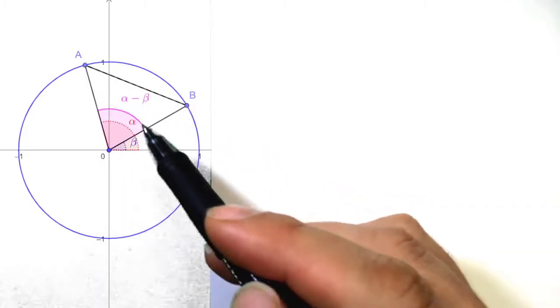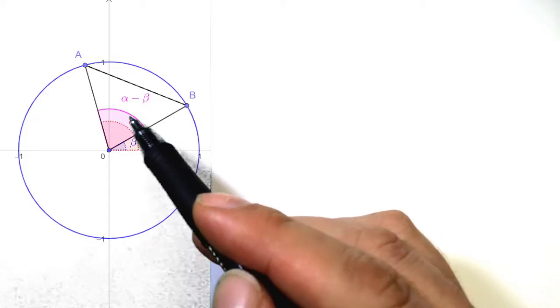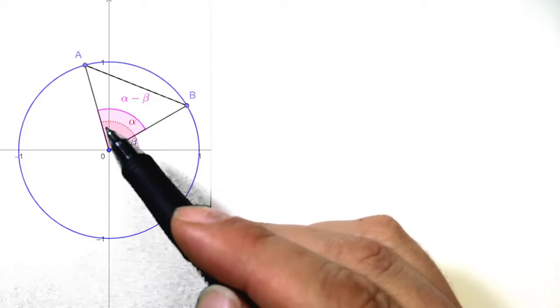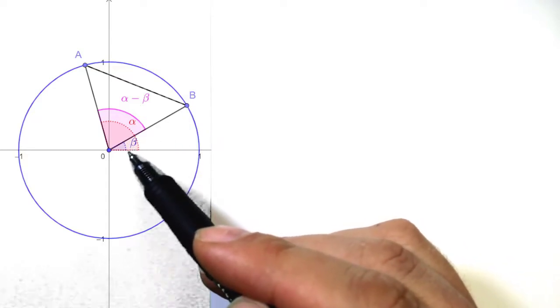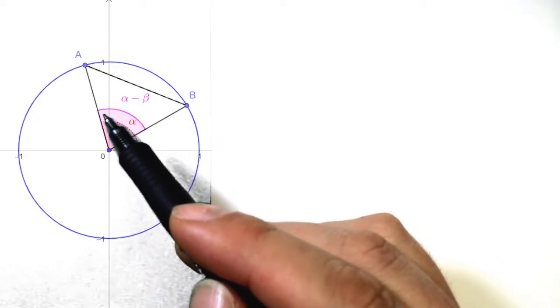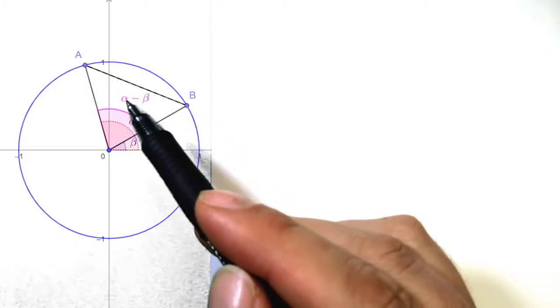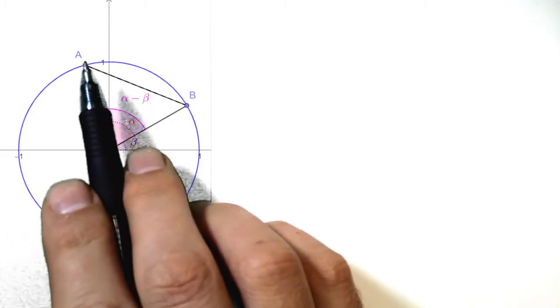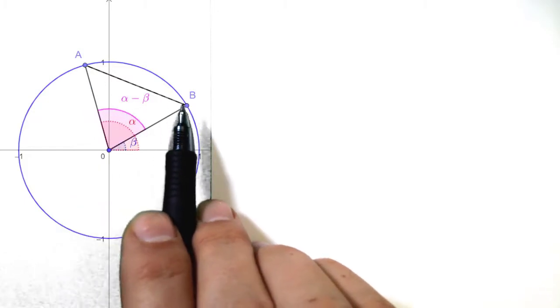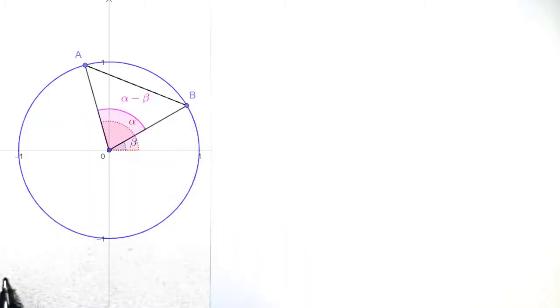All right. The angle from the x-axis to A is alpha. The angle from the x-axis to B is beta. And what that means is that the angle between A and B is alpha minus beta. Now, in order to derive the formula, we are going to do something which isn't obvious, but it's going to work. We're going to compute the length of the line segment between A and B.